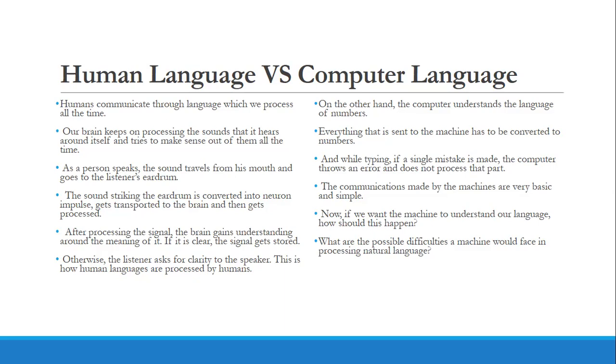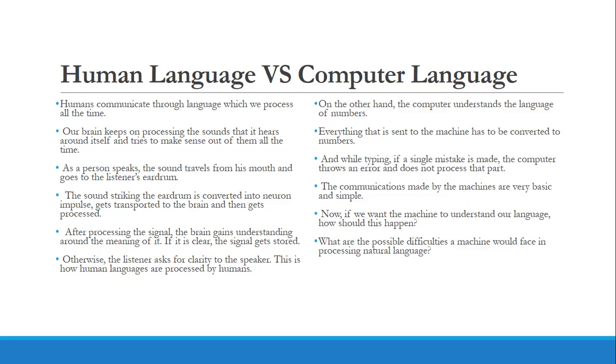Now, when we come to how the computer will understand the language, on the other hand, the computer understands the language of numbers. As we all know, computers can understand only zeros and ones. Everything that is sent to the machine has to be converted to numbers. And while typing, if a single mistake is made, the computer throws an error and does not process that part. The communications made by the machines are very basic and simple.